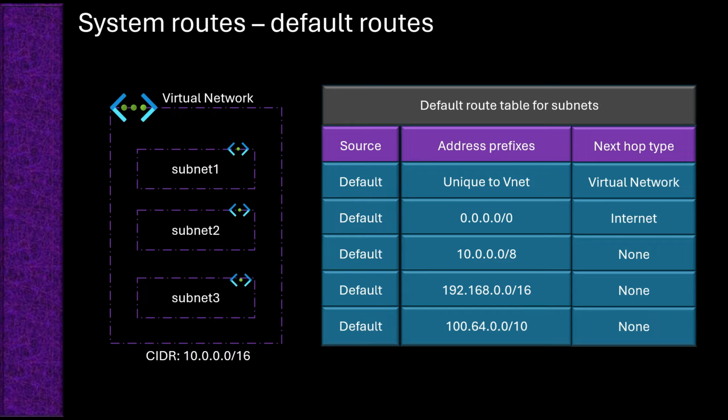This structure of the system route table ensures that traffic within your virtual network, outbound internet traffic, and any reserved IP ranges each have a clear and specific routing path.